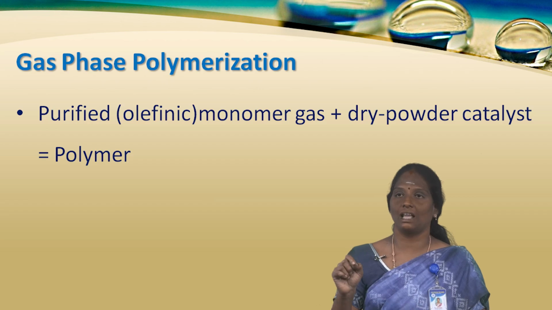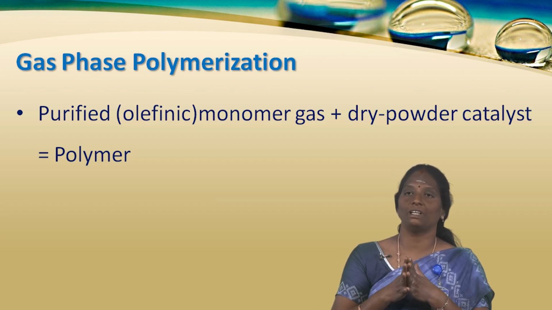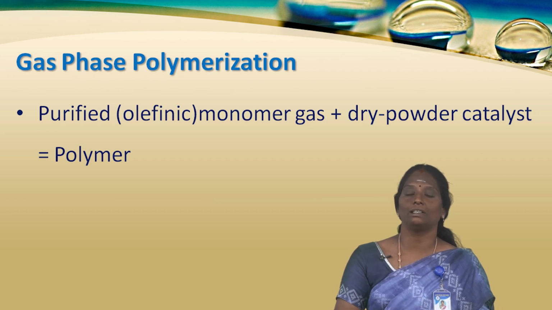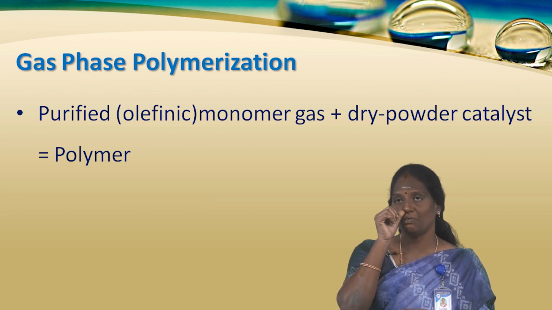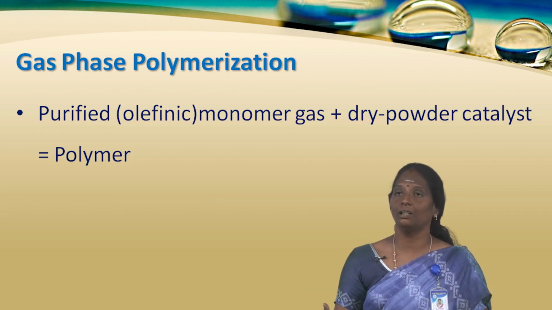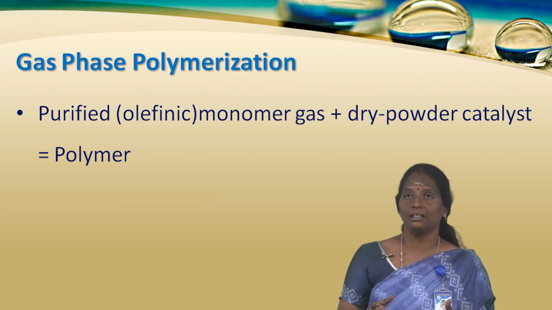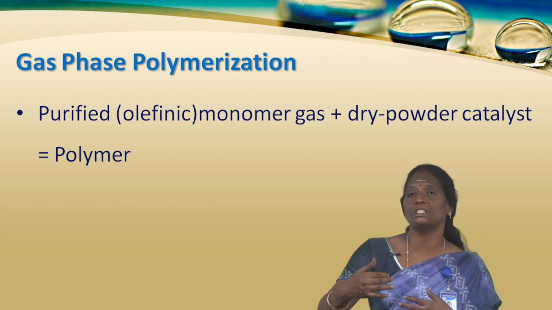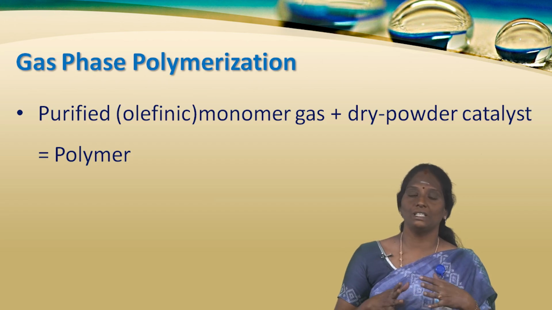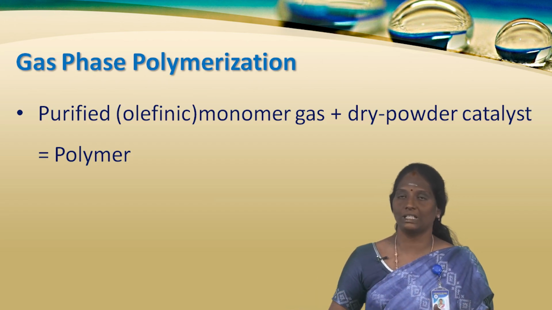On industrial scale, vapor phase polymerization is mainly used to produce high density polyethylene and low density polyethylene. What are the advantages of gas phase polymerization? It does not require any diluent, and no residual catalyst remains in the resin or powder, which is continuously removed from the reactor.